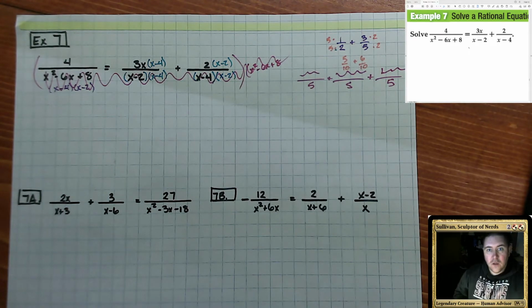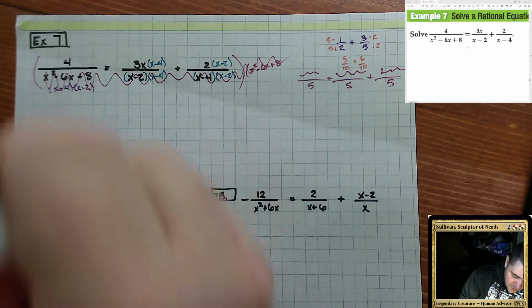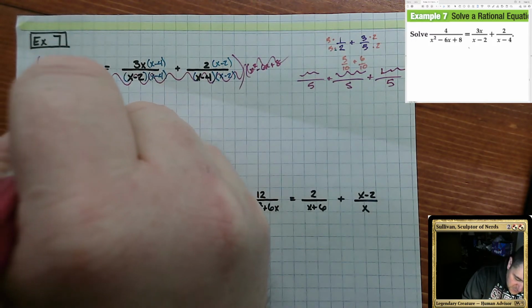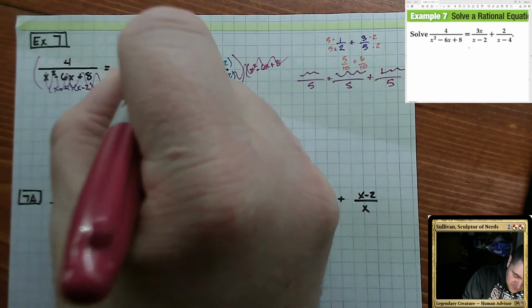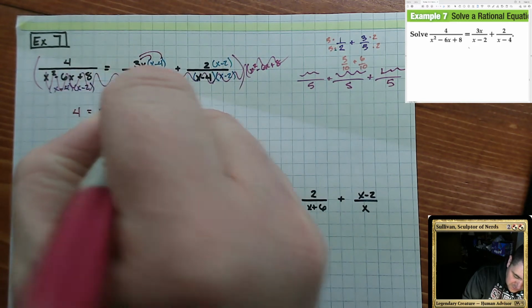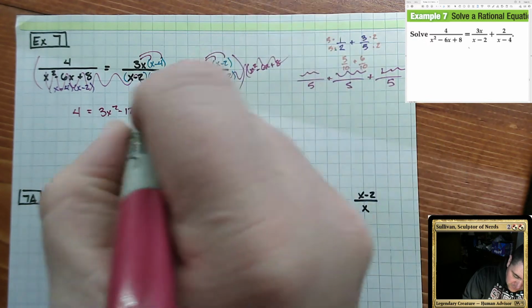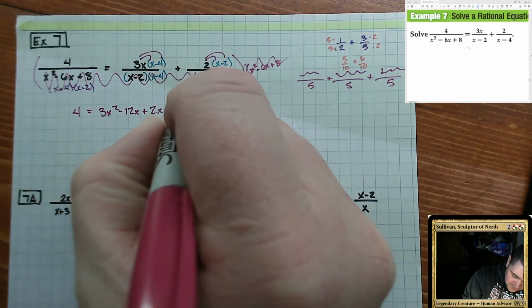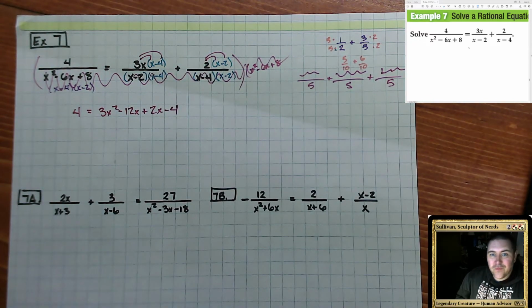what it does is just skadoosh. Gets rid of all of them. They all cancel out, leaving me with 4 equals, distribute, 3x squared minus 12x, distribute, plus 2x minus 4. You just get a quadratic. So go solve your quadratic.